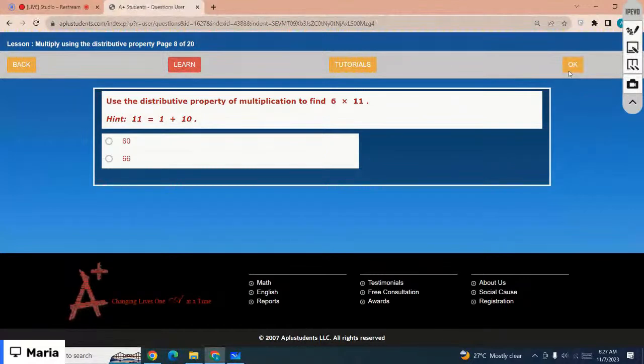Use the distributive property of multiplication to find 6 times 11. Very good, it is 66.